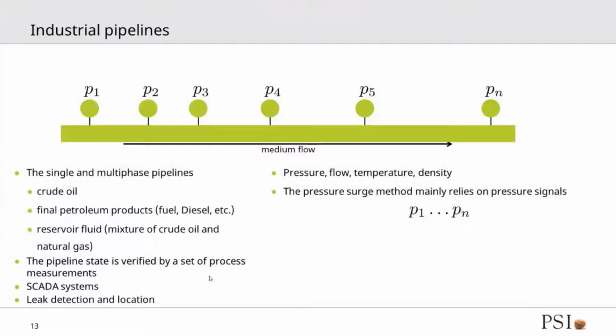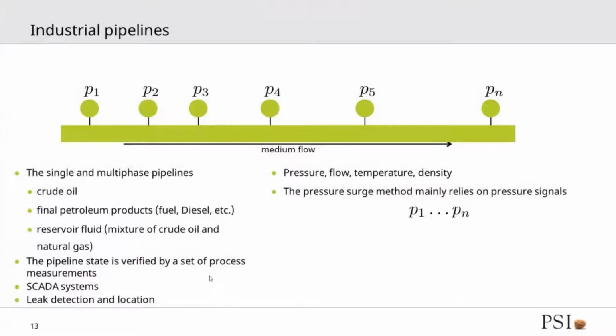So this is a pipeline. Actually, we at PSI work a lot with pipelines. Pipelines carrying various media, single and multi-phase liquids, for example, crude oil, final petroleum products like fuel, diesel, and so on. The multi-phase reservoir fluid, which is a pretty complex fluid, by the way, for the modeling, is a mixture of crude oil and natural gas. So we have at least 2 phases here, sometimes even 3.